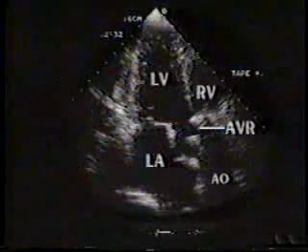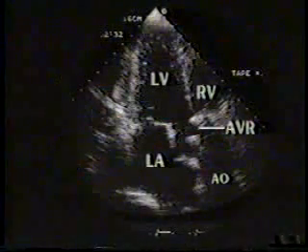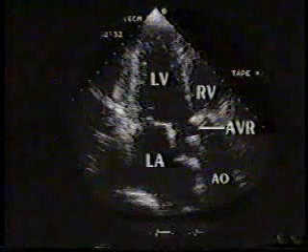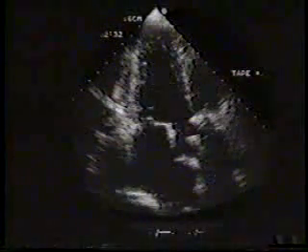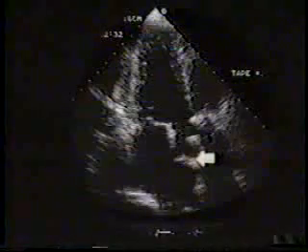This patient has a ball cage aortic prosthesis. On this apex up long axis view, you can see that the prosthesis has dehisced. There is separation of the sewing ring from the aortic root to which it was originally sewn.